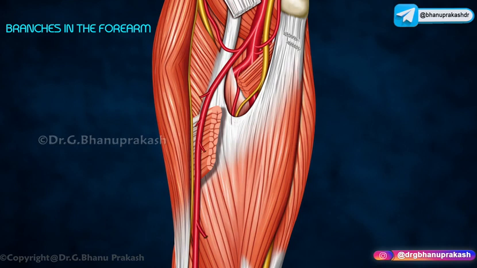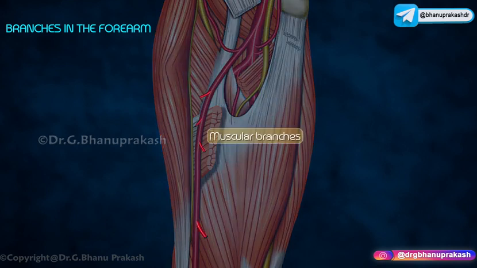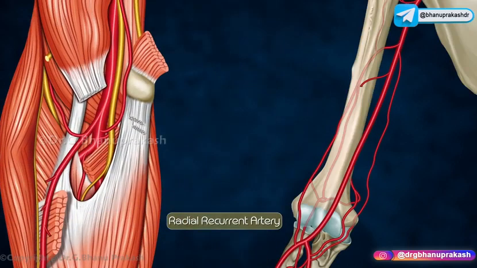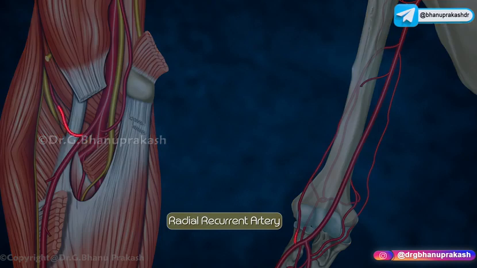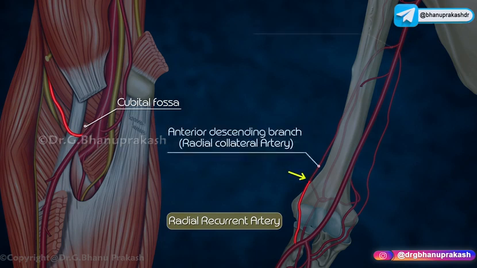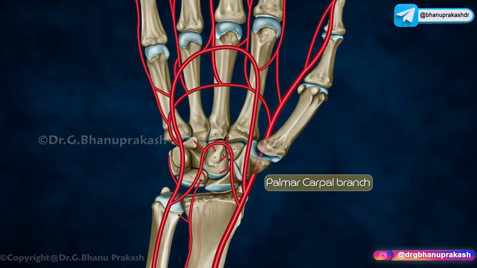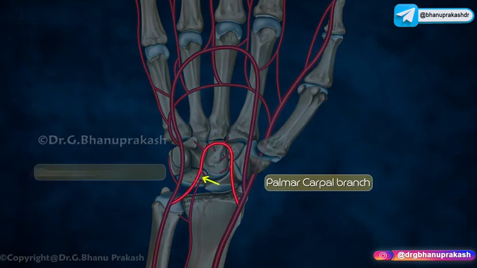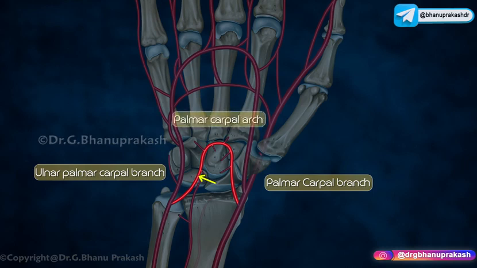Branches in the forearm. The radial artery gives off muscular branches to the muscles on the lateral aspect of the forearm. Radial recurrent artery. It arises in the cubital fossa, ascends and anastomoses with the anterior descending branch of the profunda brachii artery. Palmar carpal branch. It anastomoses with the ulnar palmar carpal branch to form the palmar carpal arch.